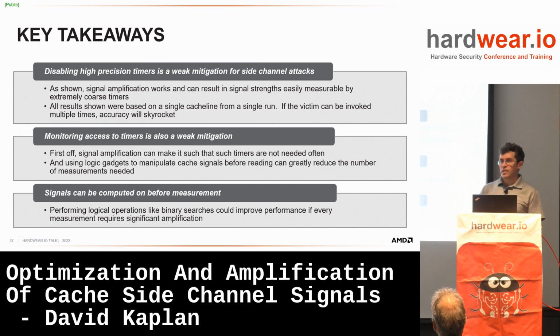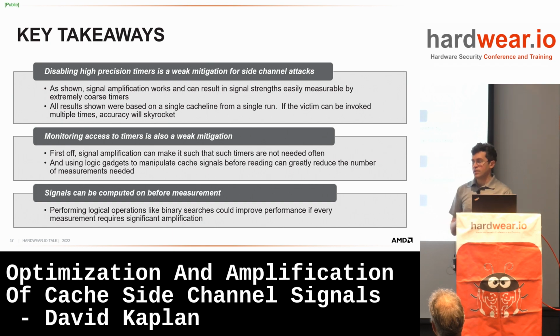So the first thing is disabling high-precision timers is not a very good security mitigation. That's probably obvious at this point. The amplification techniques aren't that hard to do. Also, the results I showed were from a single run. That's where I had one cache line, and I only processed it once. That's assuming you invoke the victim and you get one shot at it, and that's it.